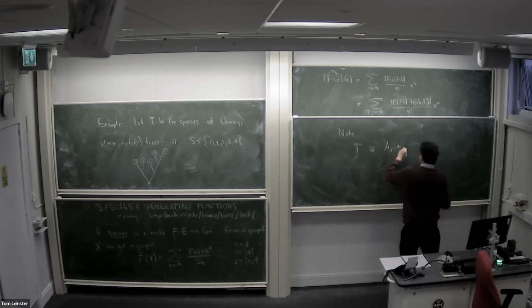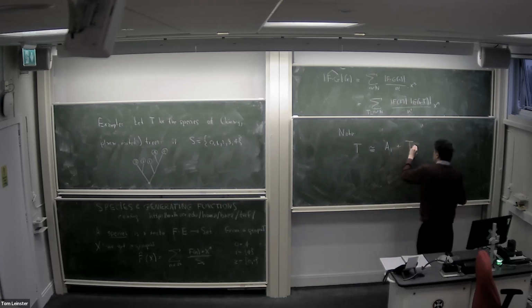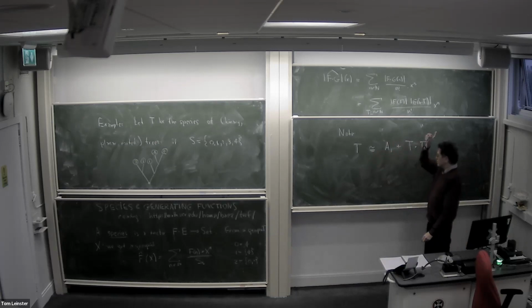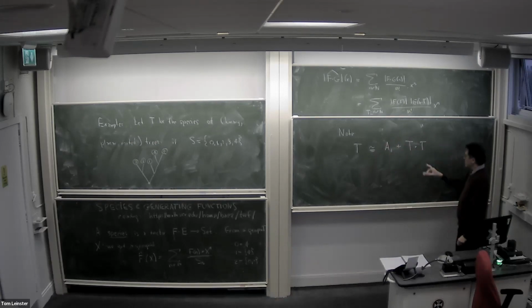A1 plus T dot T. So what the heck does that mean? It's saying a tree is either a one-element set. Remember, this species was being a one-element set, or it's a pair of trees.